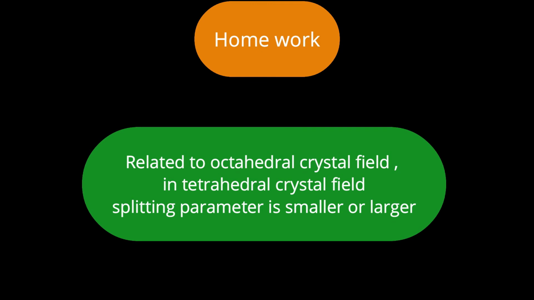Here is a short answer question for your homework. We have found the crystal field splitting parameter for both fields, octahedral and tetrahedral. I want comparison among them. Related to octahedral crystal field, in tetrahedral crystal field, splitting parameter is smaller or larger? I mean delta T is smaller or larger with respect to delta O? Write your answer in comment box. Is the splitting for tetrahedral complex clear? Let us see the splitting diagram for other geometry, that's square planar complexes, in next part.